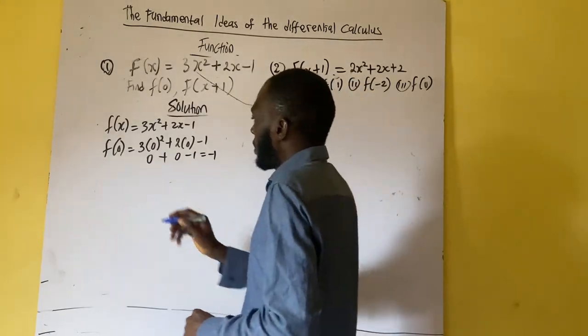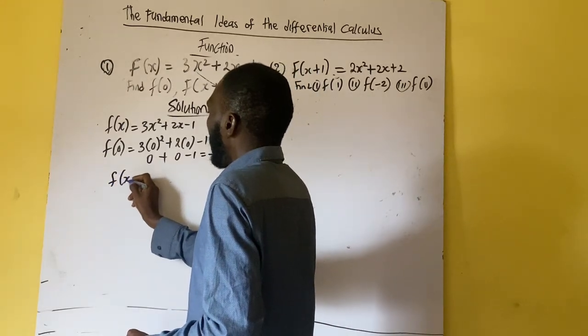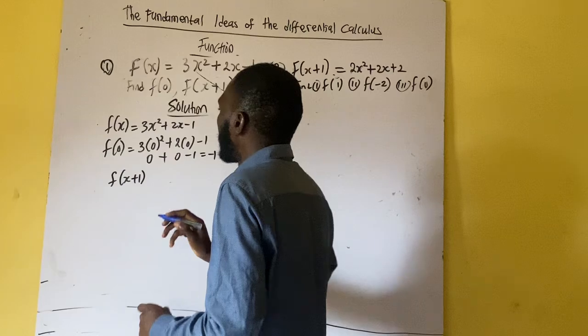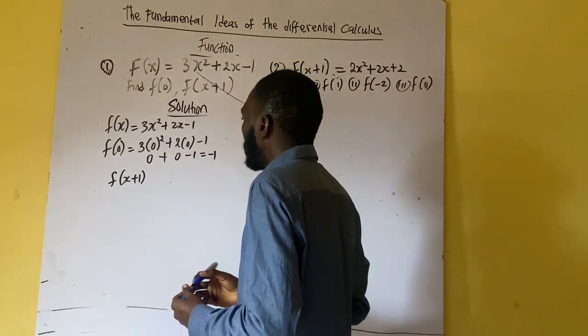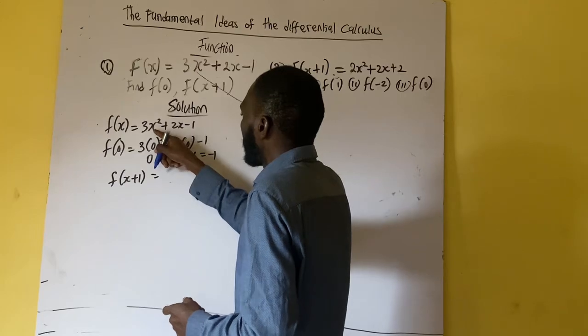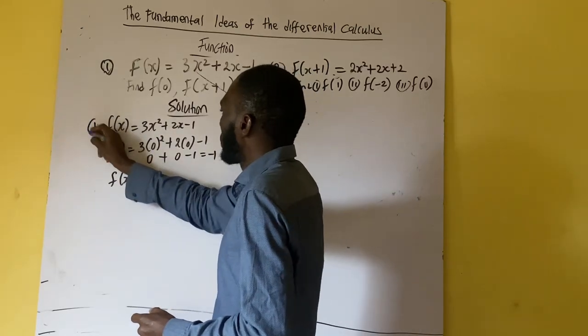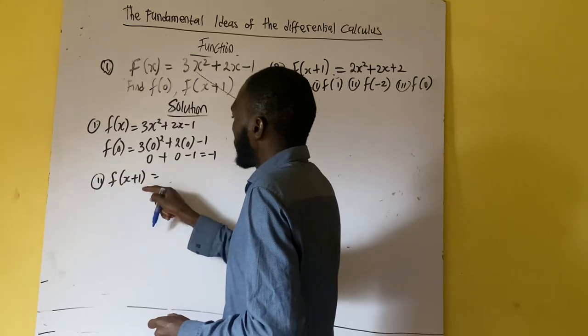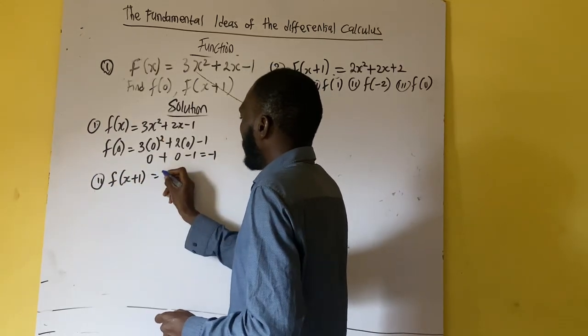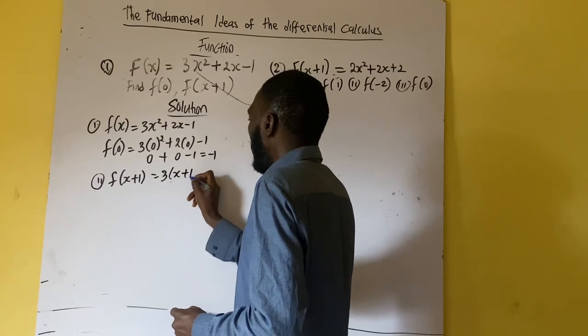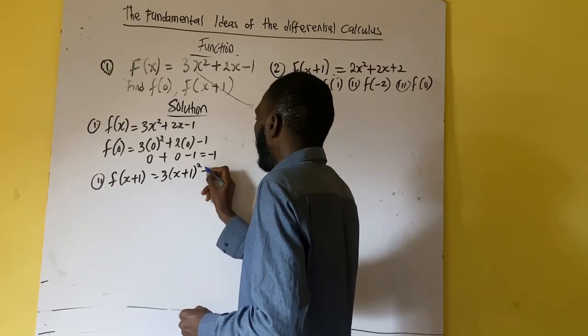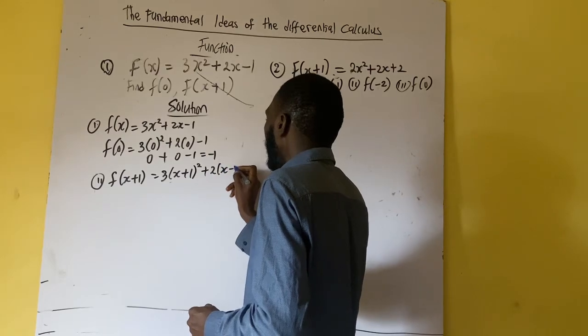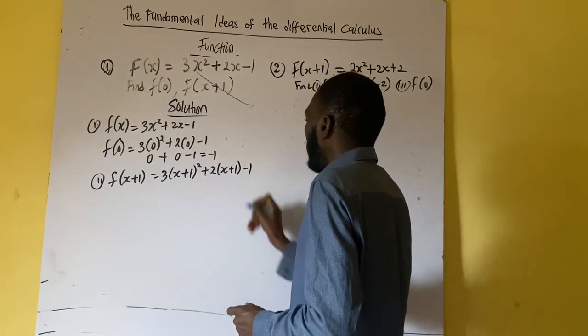The second one that I have here is f of x plus 1. How am I going to do that one? Anywhere I see x, I'm going to put x plus 1 there. So I have 3 times (x plus 1) squared plus 2 times (x plus 1) minus 1.